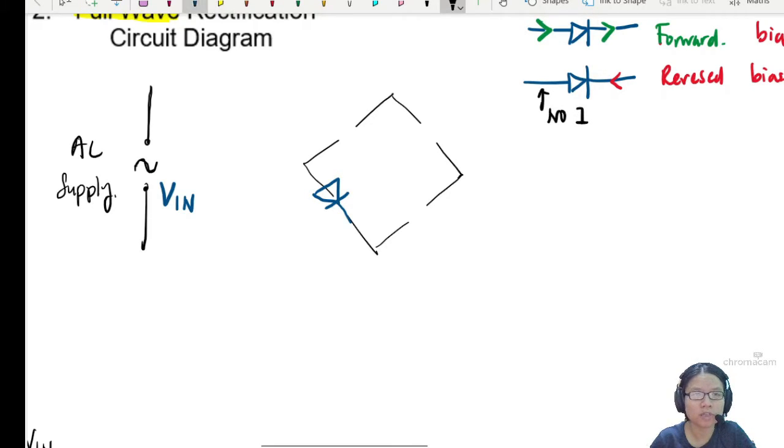Alright, so we're going to draw the biases of these two diodes to be identical. Okay, they're going to be pointing in the same direction. Alright, and the opposite one will also be pointing like this.